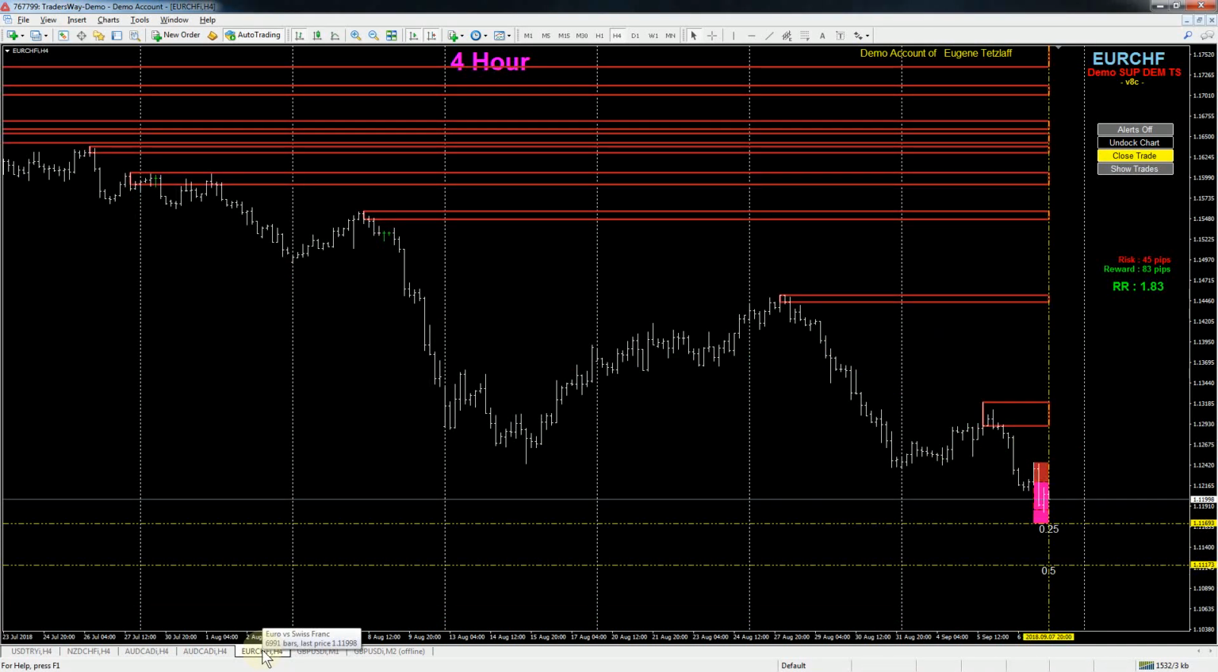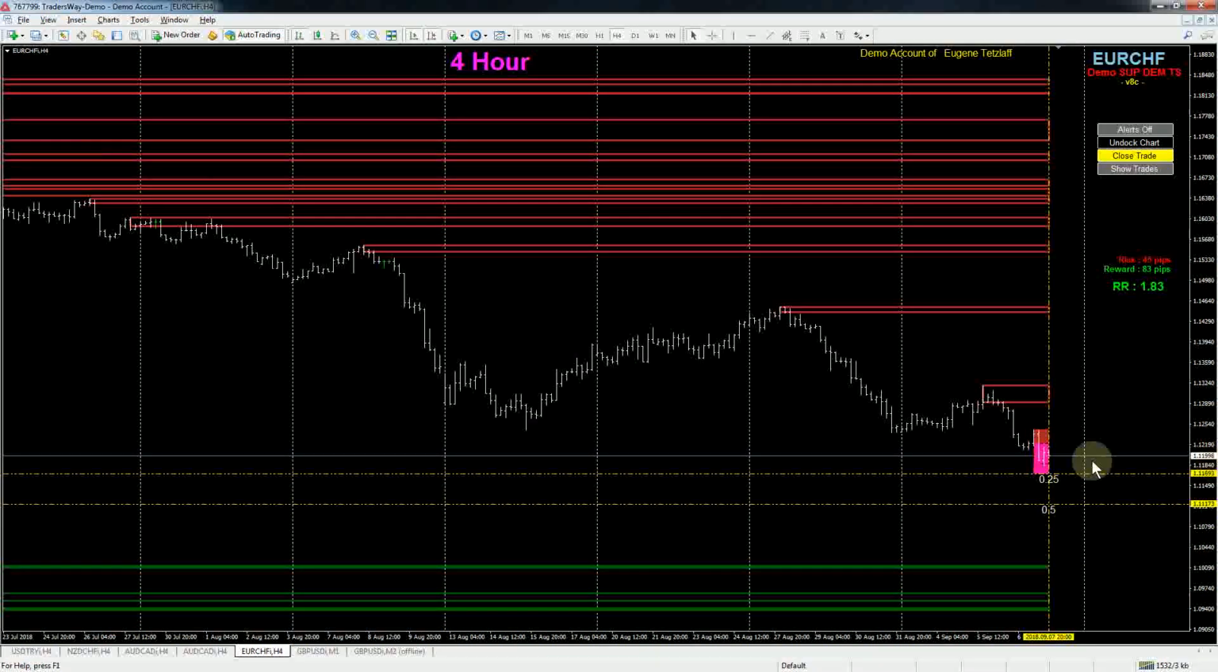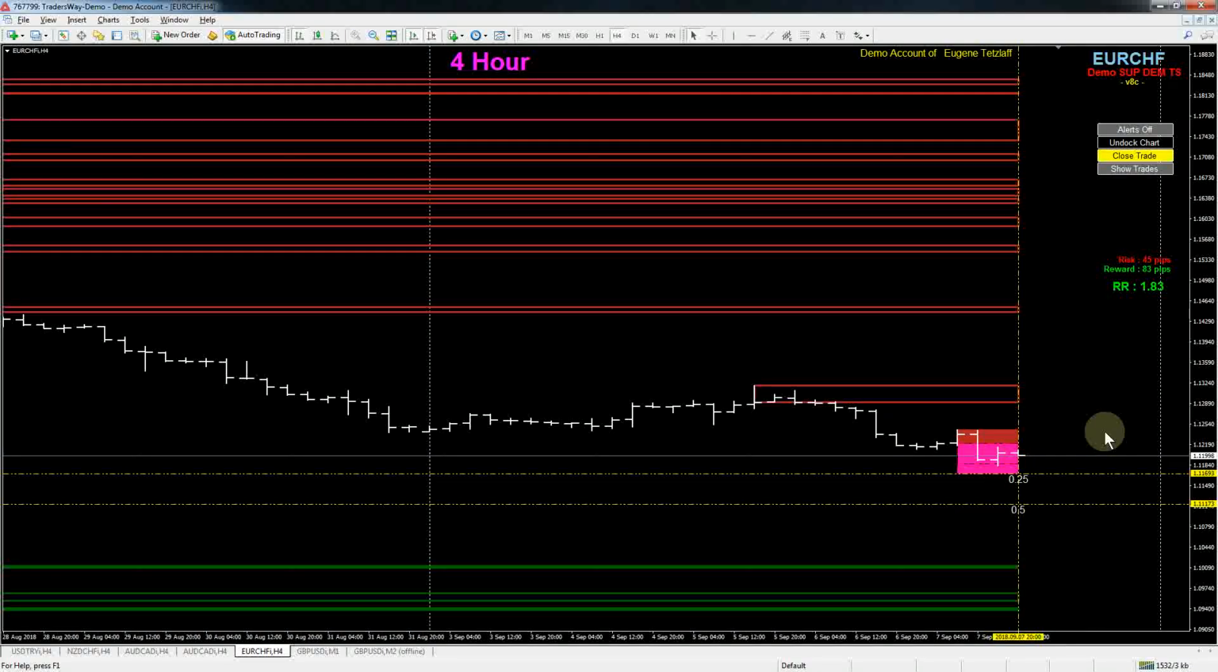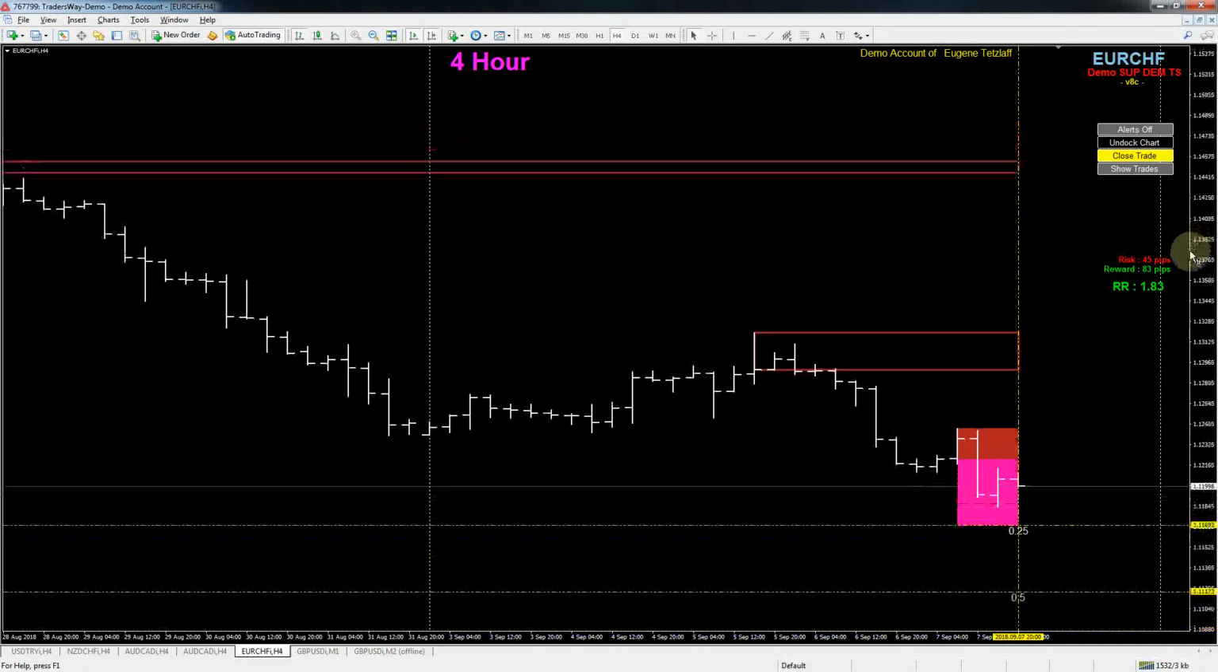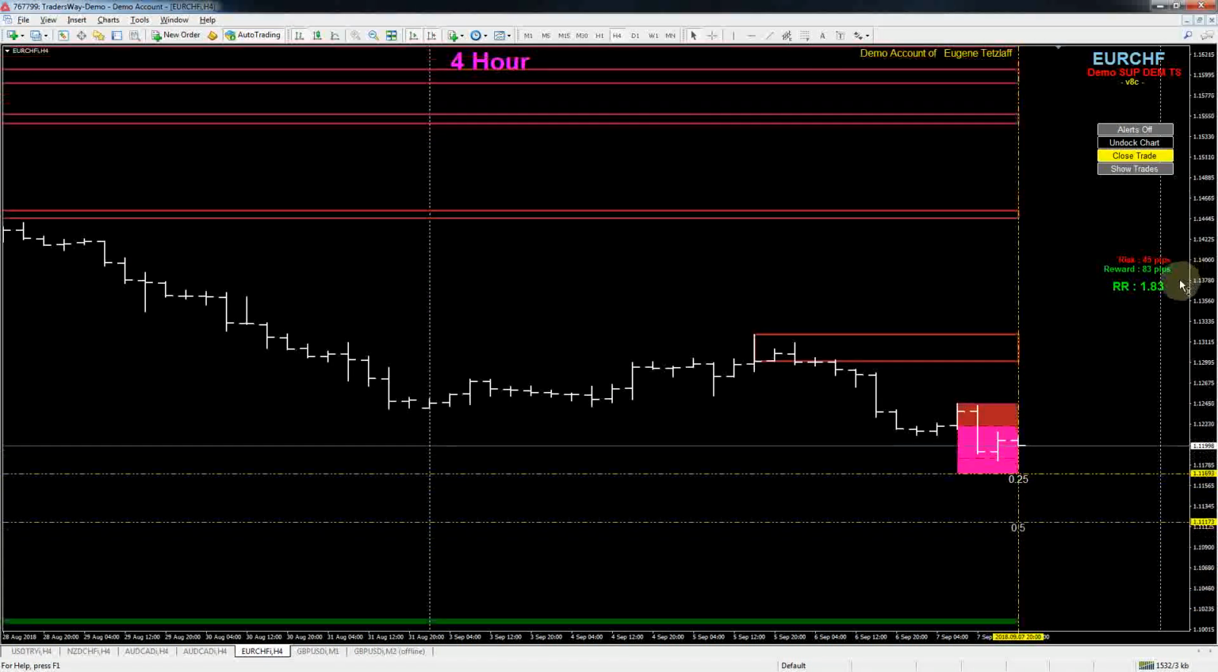I'm going to do this one first. This is just the plain subdem TS. This one uses the supply and the demand zones to determine when to take a trade. And at this particular time, we do have a signal. We would have a signal to take a trade in the short direction.